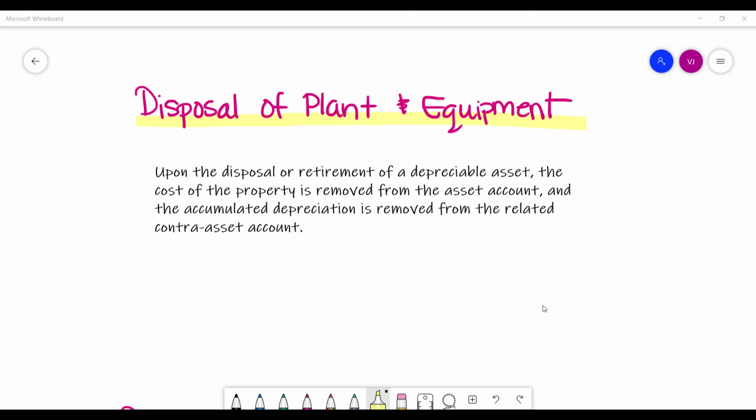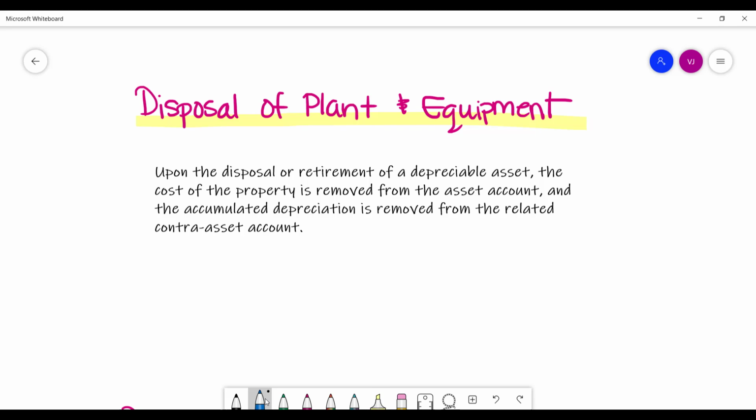In this video, we're going to look at how to account for the disposal of plant and equipment. So once we dispose of or retire a depreciable asset, the cost of the property needs to be removed from the asset account, and then the accumulated depreciation would also have to be removed as well.